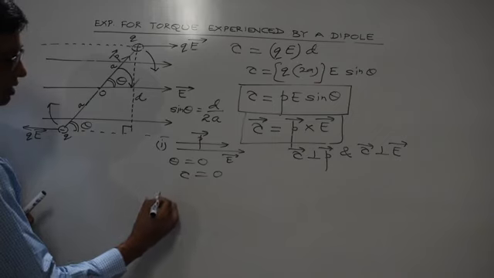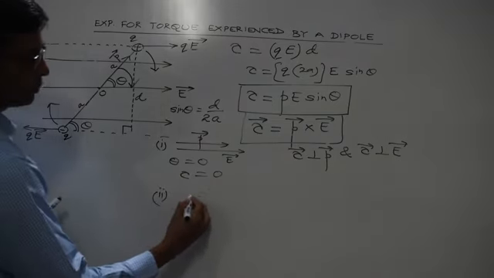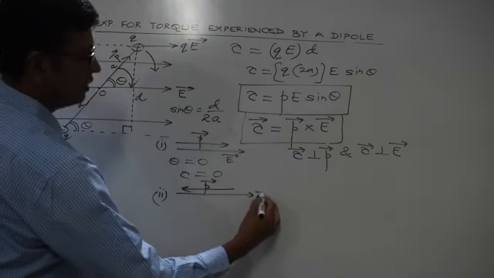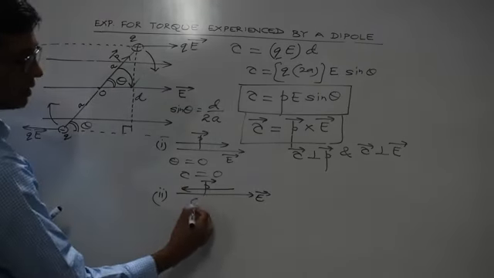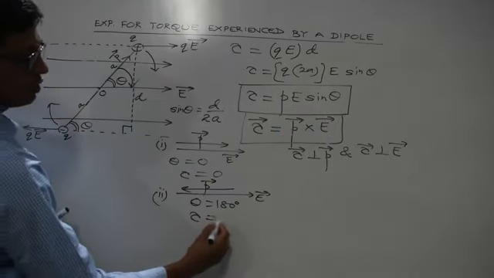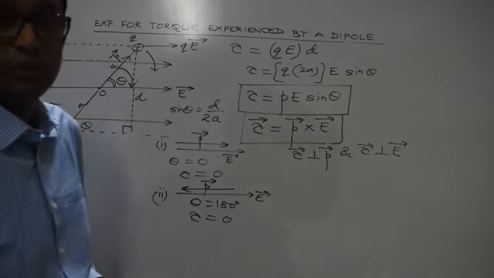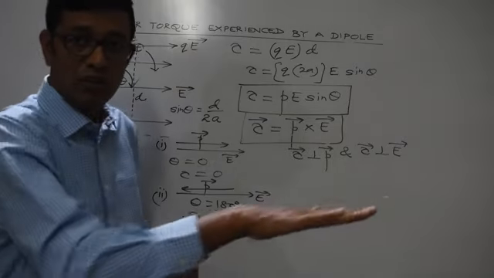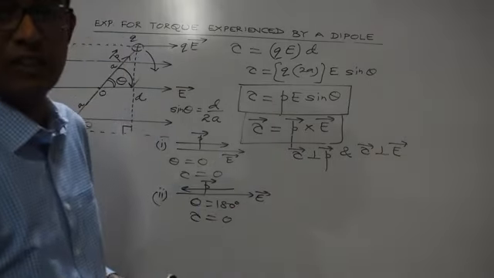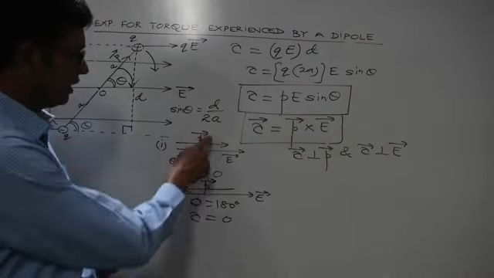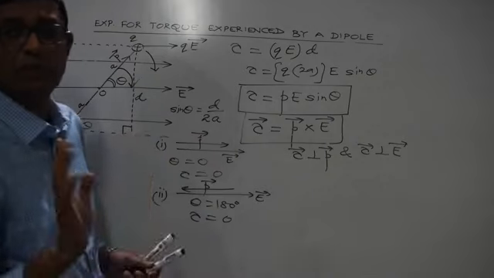Let's consider another case. Suppose this is the electric dipole and this is the electric field. What's the angle between these two? They are anti-parallel, so it is 180 degrees. Again, sine 180 degrees is 0, so tau is equal to 0. Again, a very important conclusion: if the dipole is aligned along or opposite to the direction of the electric field, then it won't experience any torque. In both cases, the torque experienced by the dipole is 0.